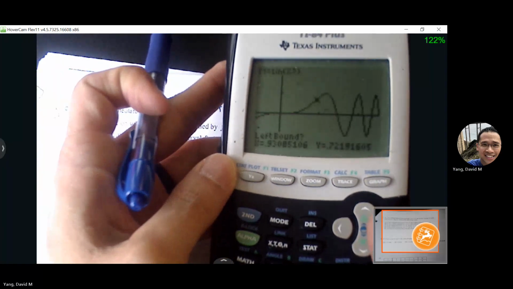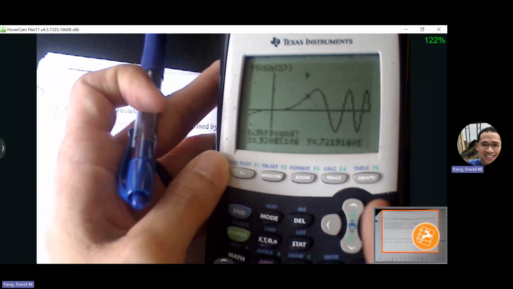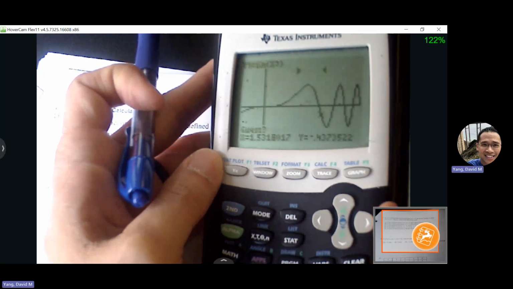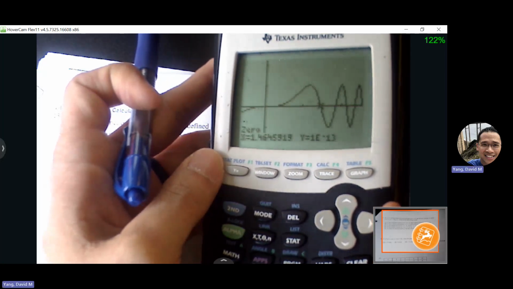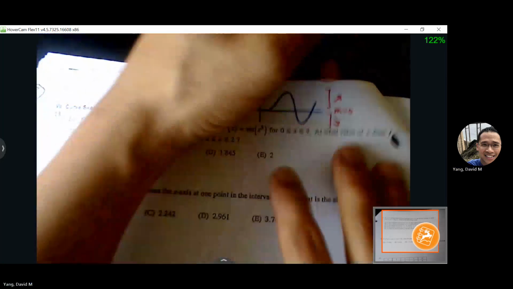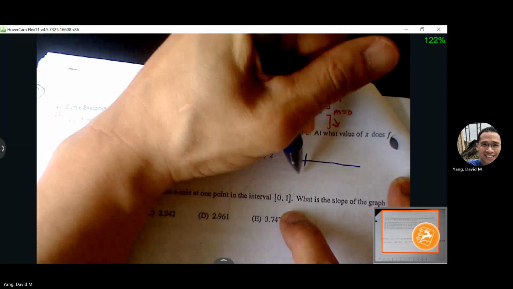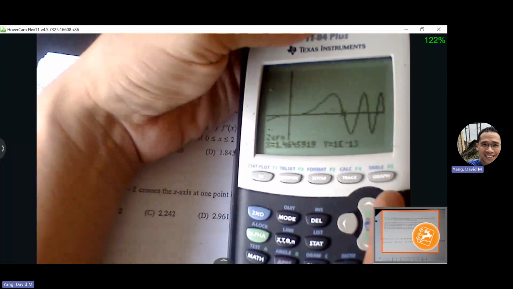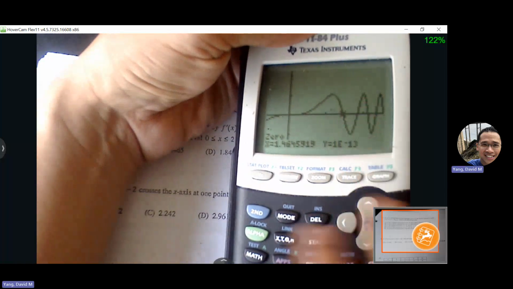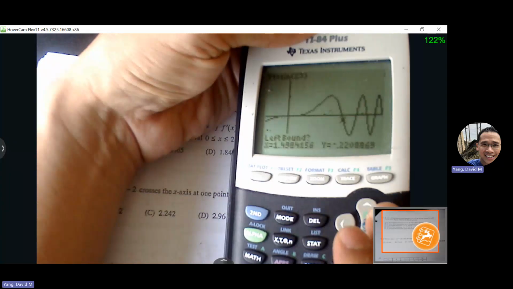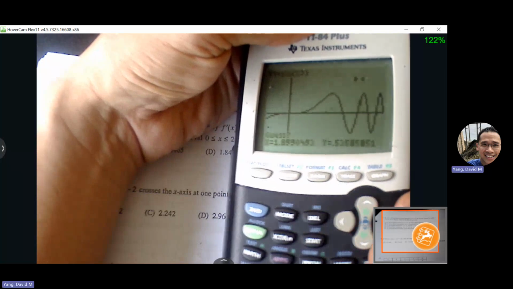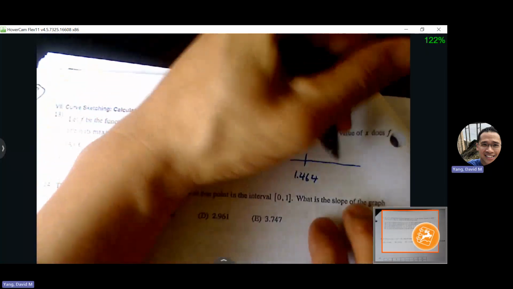So let's find that x-intercept. Second trace 0. Left bound. And pick a point to the left, to the right of the x-intercept. Hit enter again. And I get 1.464. Now there's another x-intercept here, but let's go ahead and find that because that's also something that we can use. Second trace 0. Now I'm going to pick a point on the left of the second x-intercept, hit enter, and then pick a point on the right side of the second x-intercept. I get 1.84.